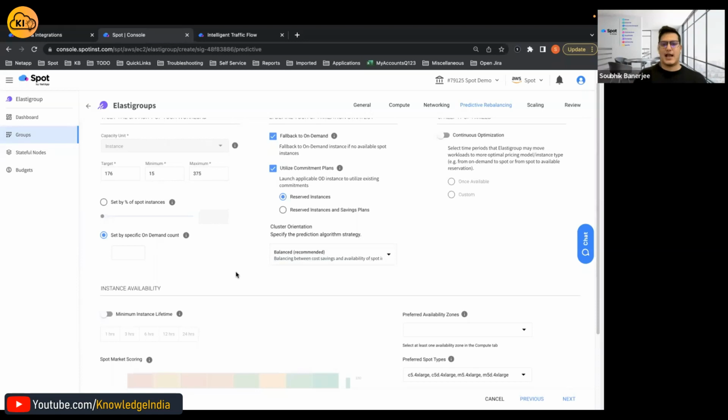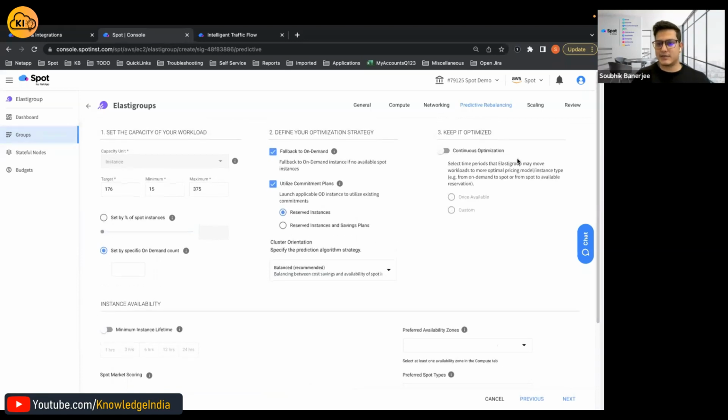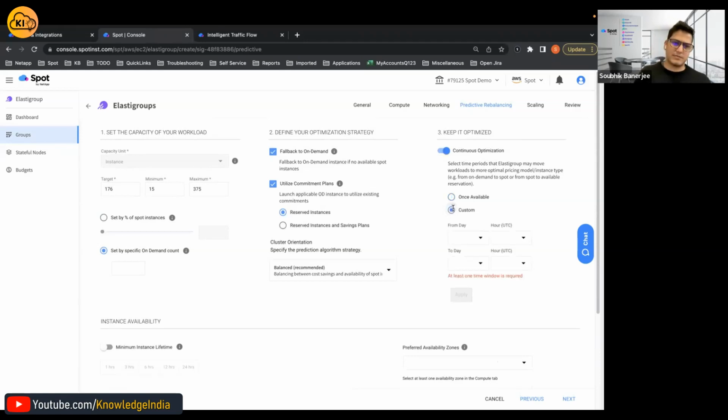Correct. Okay. And again, this is continuous optimized. This is the place where I was talking about that if you just enable this, it will move back from on-demand to Spot in case at a certain point of time on-demand is running. And you can do it as once available, or you can just use custom to do it. So if you want that for a particular period in time, I just need this move back at a particular point in time, you can select to do so.